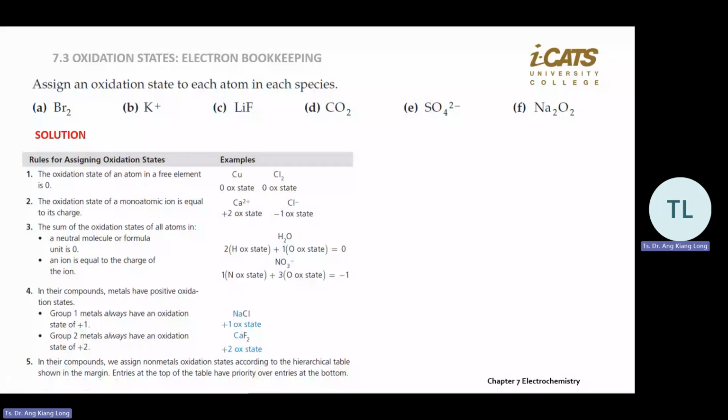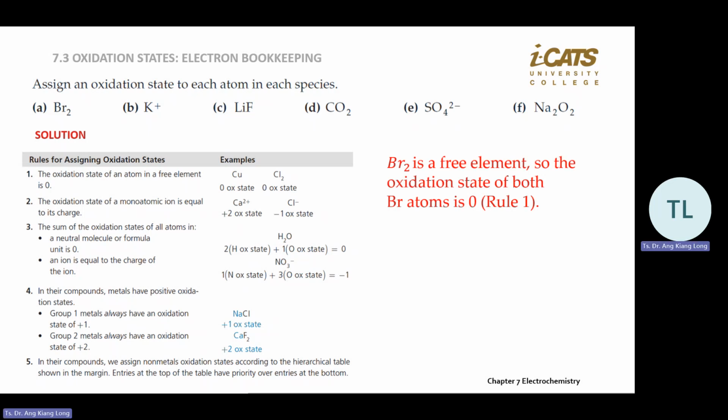For example, we're going to assign oxidation state, meaning give a number to that element. For example, we look at the first one, Br. Br, if it's an element, we know that it's either neutral or it's an ion. How do we know it's an ion? You see there's a plus above the element.